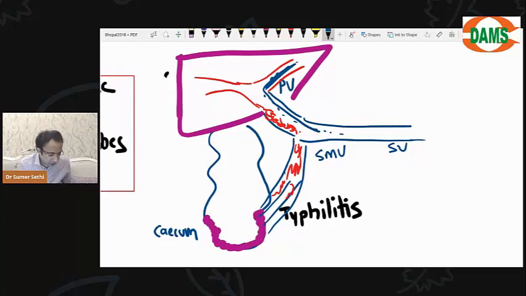Are you clear or not? It is the superior mesenteric vein through which the amoebae are going into the portal vein, and the blood from the superior mesenteric vein in the portal vein tends to go to the right side more than the left side, while the blood from the splenic vein tends to go more towards the left side. Okay, so this is how the portal vein distribution is in physiology.